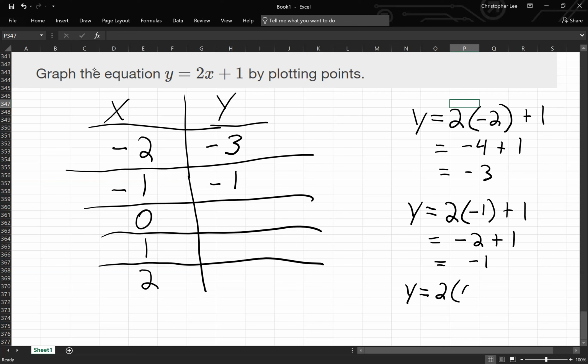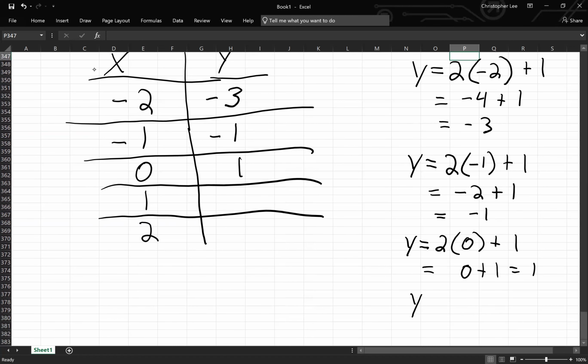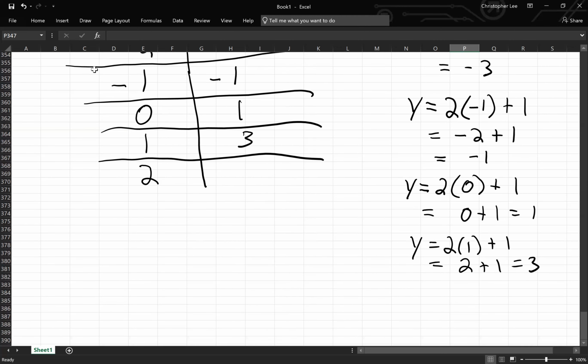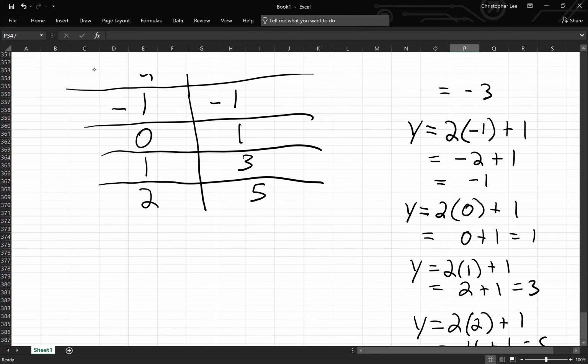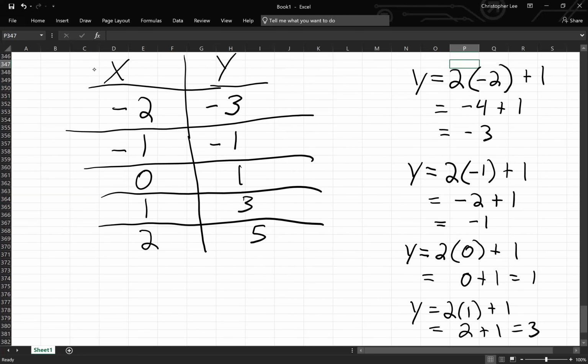So I'm just plugging in the number. 2 times 0, you already know, 0 plus 1, so that's 1, and so on and so forth. I'm going to have y is equal to 2 times 1 plus 1. That's going to be 2 plus 1, which is 3. Write that in. And then finally, y is equal to 2 times 2 plus 1. That's 4 plus 1. That's 5. And then boom, 5. Phew. That was the hard part.